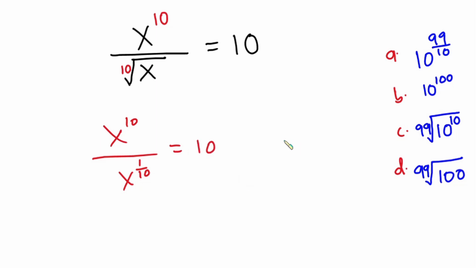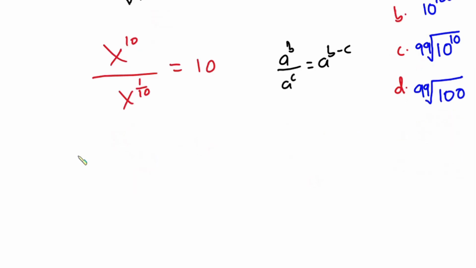Now from indices, if I have a to the power b over a to the power c, this is the same as a to the power b minus c. Okay, so I can write this as x to the power 10 minus 1/10. And this is equal to 10.